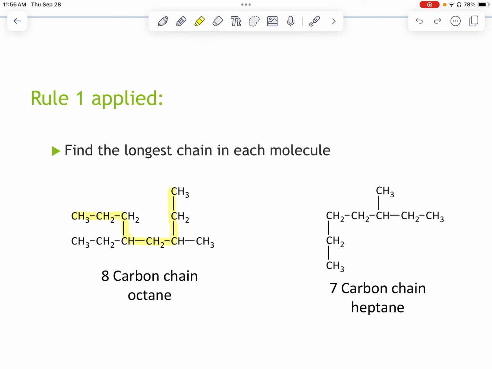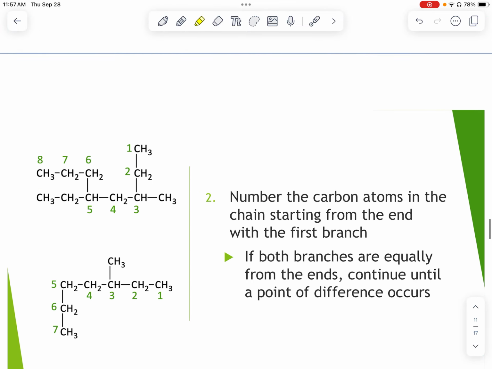Could you not have gone 1, 2, 3, 4, 5, 6, 7? Could you have gone there? Well, no, because that won't give you 8, right? 1, 2, 3, 4, 5, 6, 7, 8. You've got to find the longest chain. And here's the longest chain here: 1, 2, 3, 4, 5, 6, 7. So this one that is 8 carbons is an octane, and the one that's 7 carbons is a heptane. That's the longest continuous carbon chain.